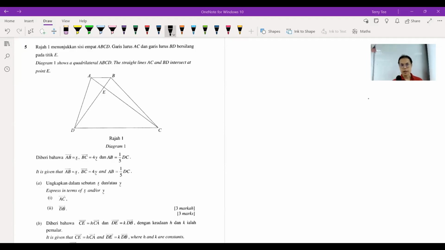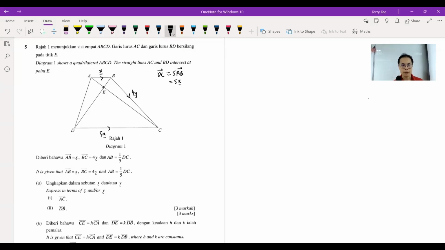Okay, next one, question number 5. This is from chapter Vektor. Rajah 1 menunjukkan sisi empat ABCD, garis lurus AC dan garis lurus BD bersilang pada titik E. Okay, titik E is here. Diberi bahawa AB equals to x. BC equals to 4y. This is 4y. And AB is 1/5 of DC. That means that DC is 5 times of AB. That means DC is 5x. Right? Let me write here.